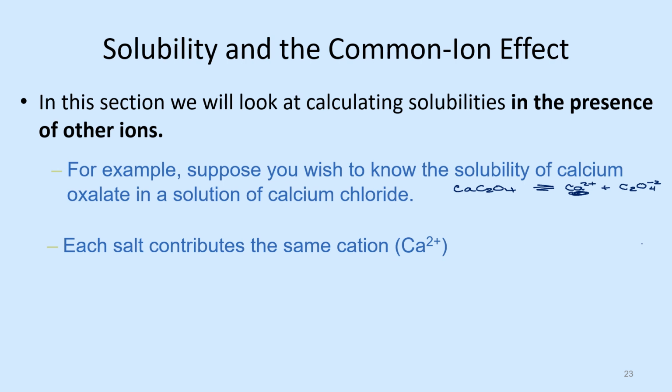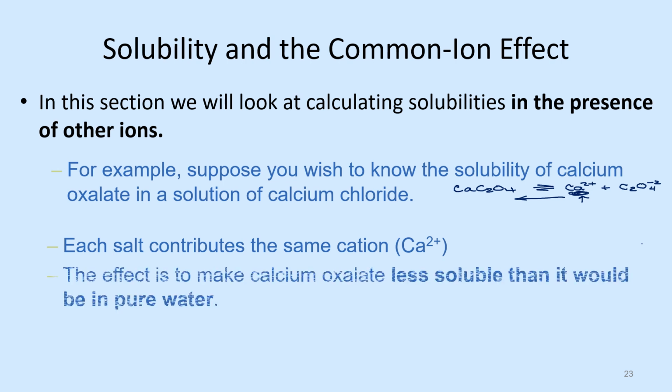Now the calcium chloride is a soluble salt, so we're not worried about the chloride, but we have more calcium. Just as when we talked about equilibrium before, let's say we add some of this calcium, what happens? The equilibrium shifts to the left. What does that mean? That means less of the calcium oxalate will dissolve. So a common ion will make it less soluble than it would be in pure water.